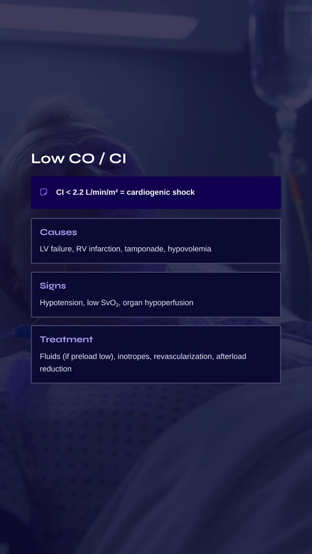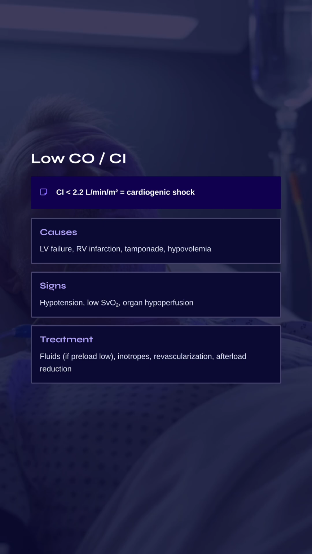A low cardiac index, especially below 2.2, is the definition of cardiogenic shock. Causes include left ventricular pump failure, right ventricular infarction, tamponade, or severe hypovolemia. The patient will often show hypotension, low mixed venous saturation, rising lactate, and cold extremities.